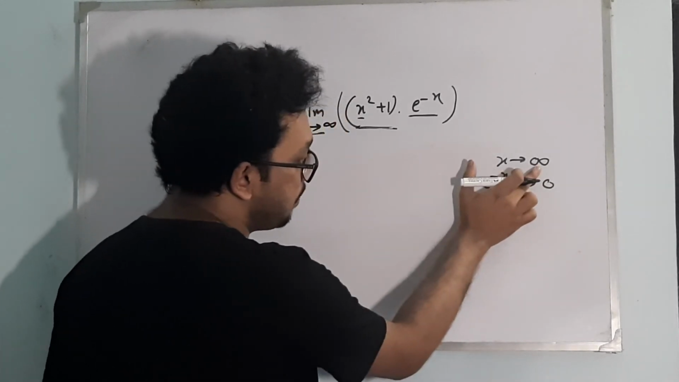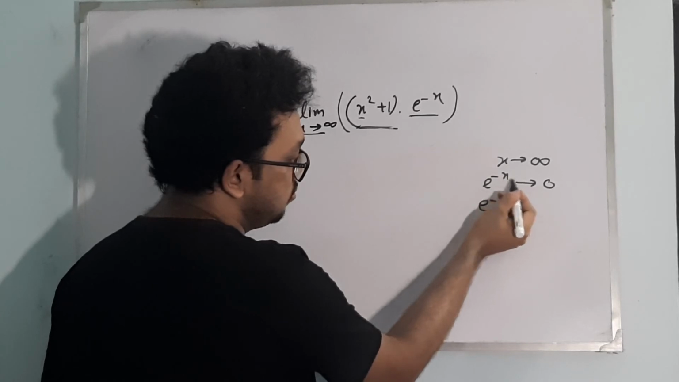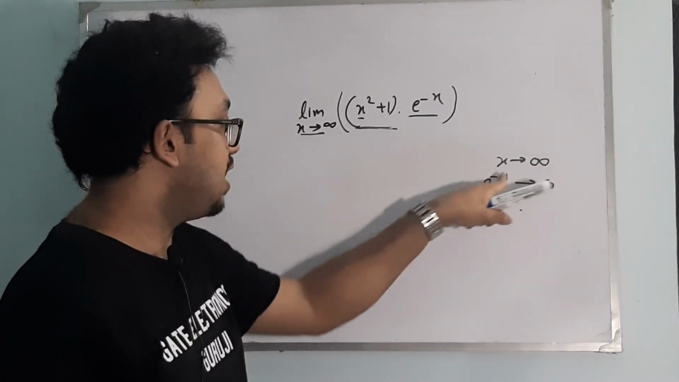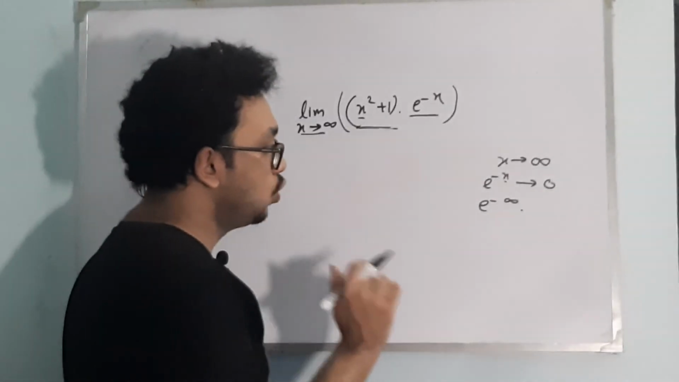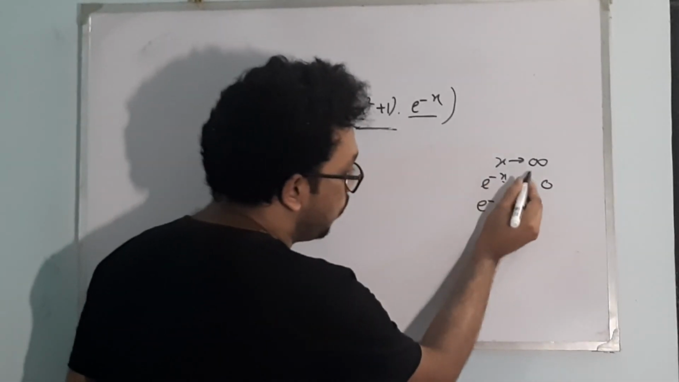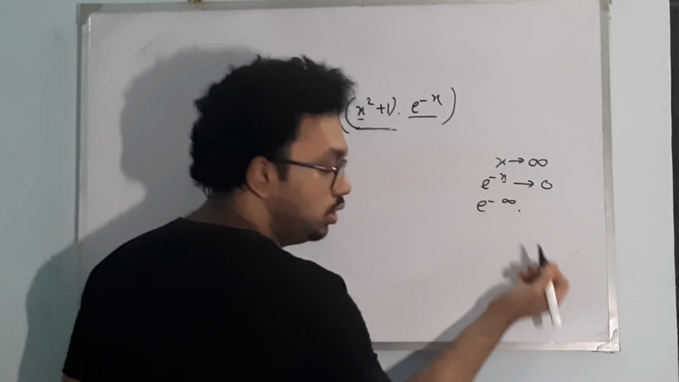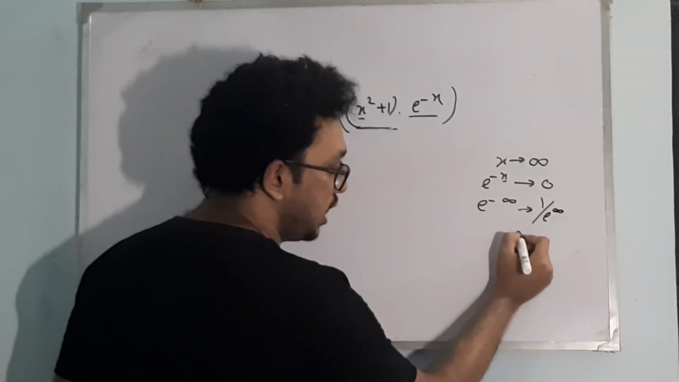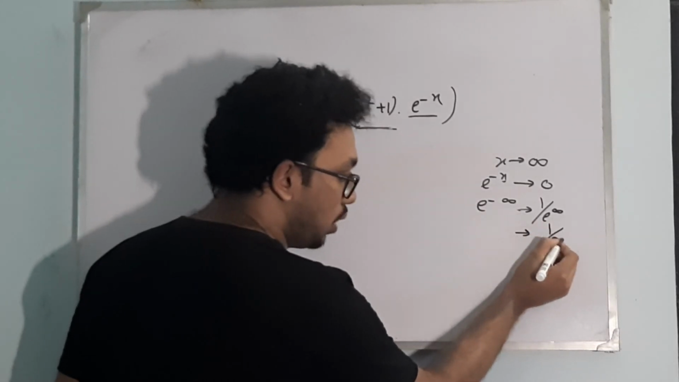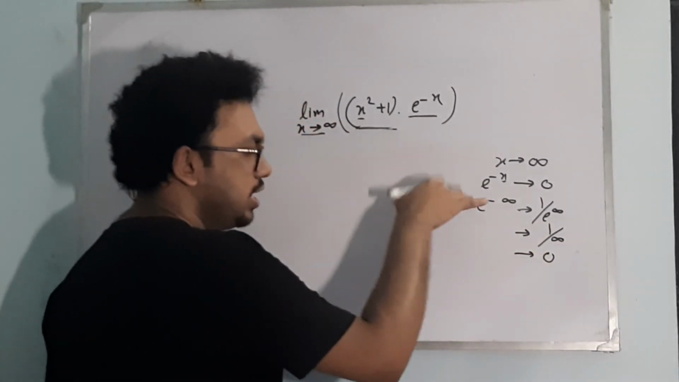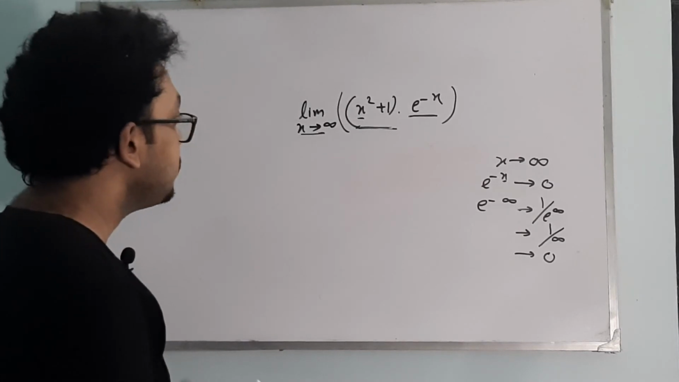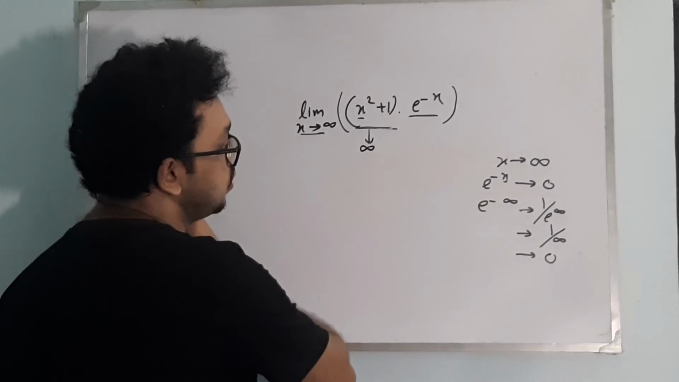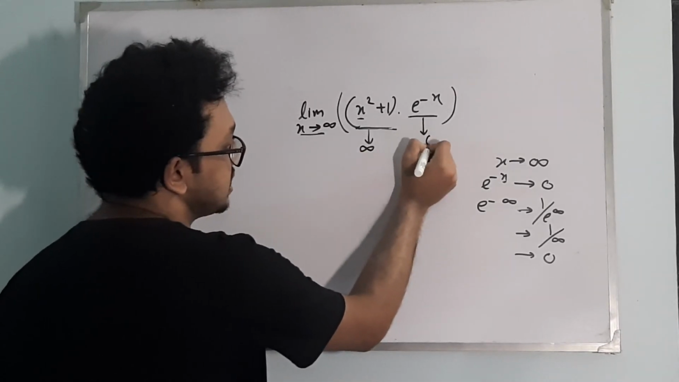Because e to the power minus infinity, if you crudely put infinity in place of x, you cannot put infinity in place of x, infinity is not a number, but very crudely, if you think in this way, you will have e to the power minus infinity. E to the power minus infinity is nothing but 1 by e to the power infinity, which is 1 by infinity, which is nothing but 0. You can crudely think in this way, right? So clearly when x is tending to infinity, x square plus 1 is tending to infinity and e to the power minus x is tending to 0.